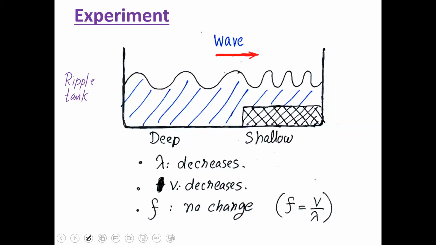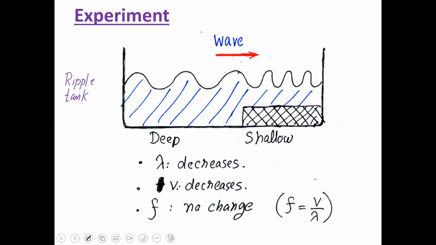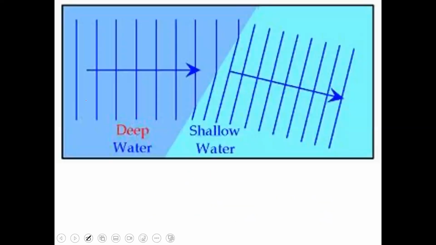Lambda decreases, velocity decreases, but frequency has no change. Frequency does not change in reflection, refraction, or other phenomena. So frequency is very persistent.